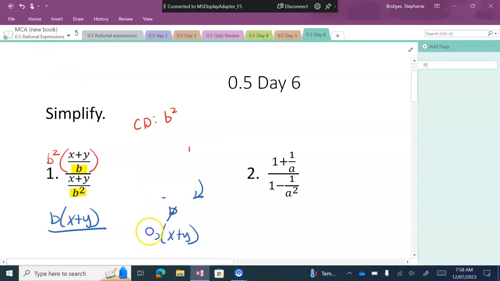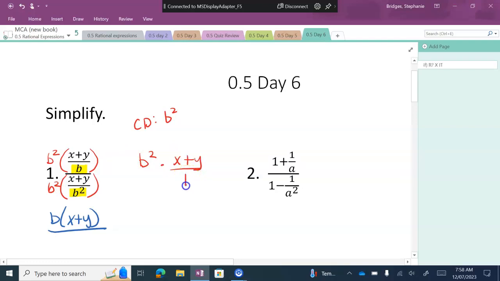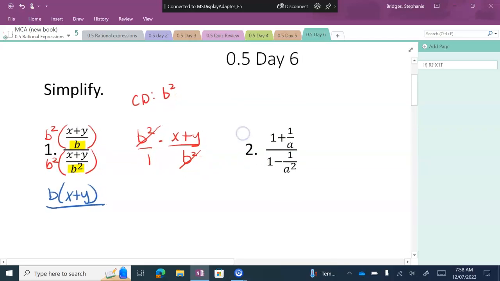Then I need to do the same thing to the denominator of the bottom part of this big complex fraction. I want to multiply that by b squared. I'm just going to come over here and do that, showing my work. What are those b squareds going to do? Cancel. And so that's just going to leave me with what? X plus y. So that goes on the bottom now.